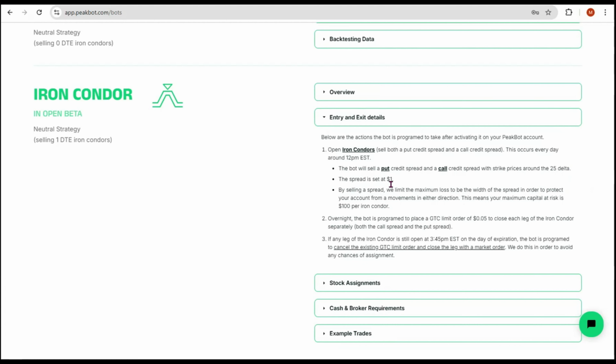And the spread is set at $1. By selling the spread, they limit the maximum loss and the width of the spread in order to protect your account from movement in either direction. This means that your maximum capital at risk is $100 per Iron Condor.